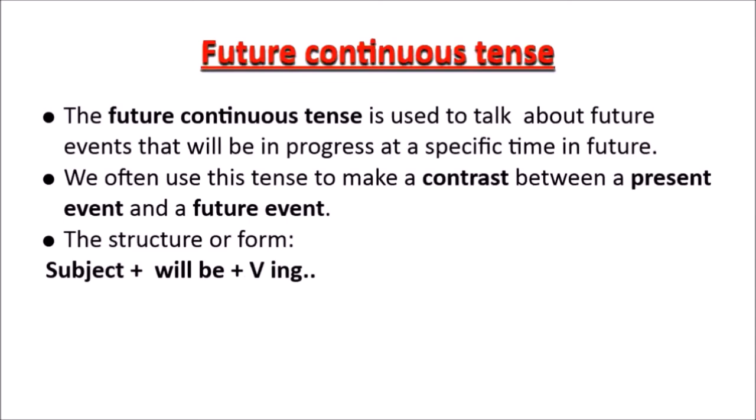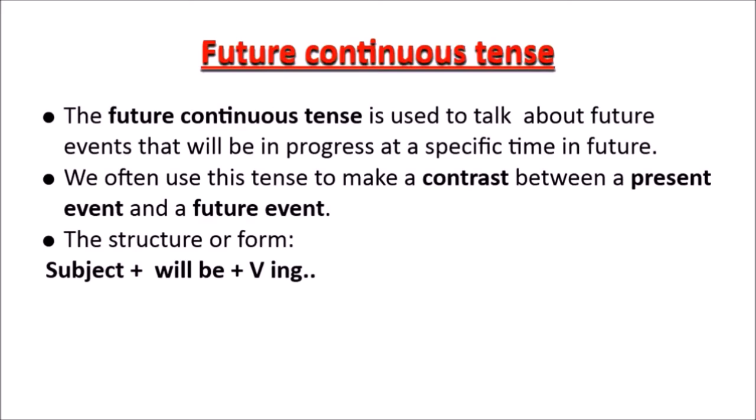Okay class, now we are moving on to the next type of tense, that is future continuous tense. So this is the third type of tense in continuous form. Clear? So look at the definition given there. The future continuous tense is used to talk about future events that will be in progress at a specific time in future.